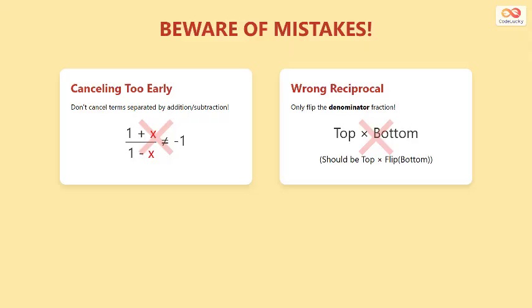Be careful of these common traps. First, never cancel terms that are added or subtracted. You can only cancel factors. Second, when using the division method, make sure you flip the bottom fraction, not the top one. Flipping the wrong one will give you an incorrect answer.